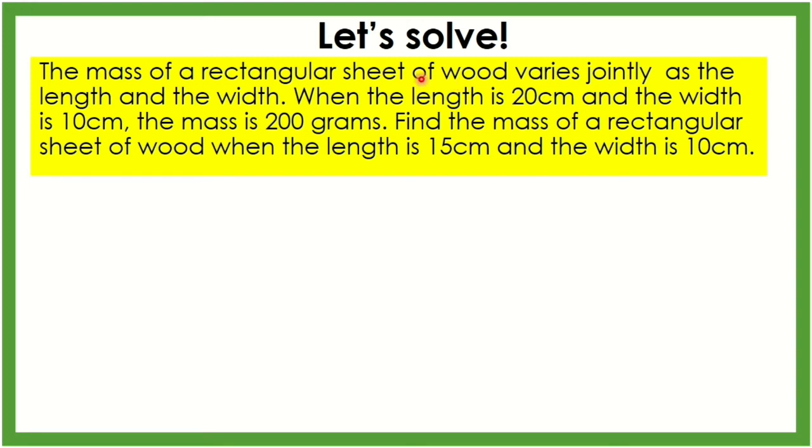To solve this problem, tatranslate muna natin yung statement na the mass of a rectangular sheet of wood varies jointly as the length and the width. This is equal to M for mass equals K times length times width. L is for length and W is for width. And then after that, isa-substitute natin yung mga values. For length, that is equal to 20 centimeters. Para sa width, 10 centimeters. And para sa mass, 200 grams.